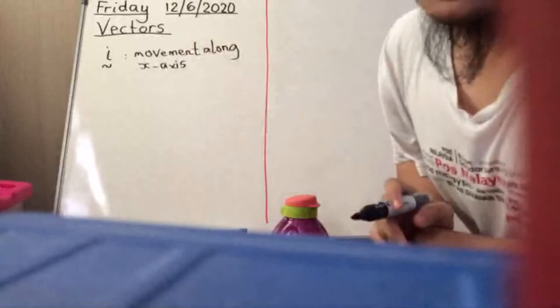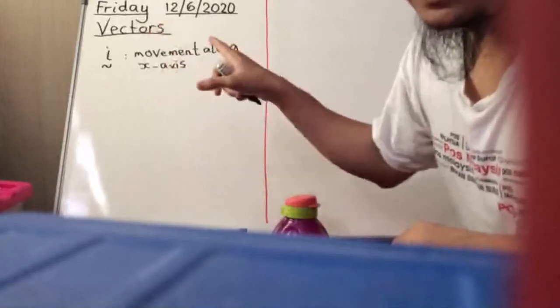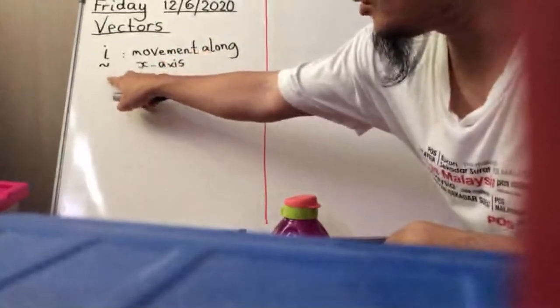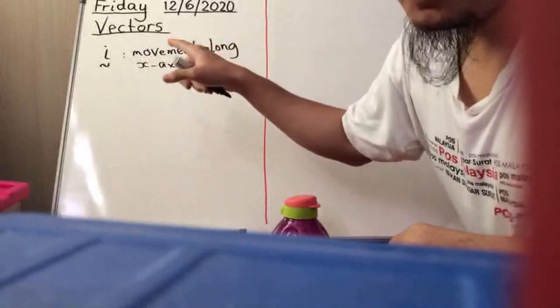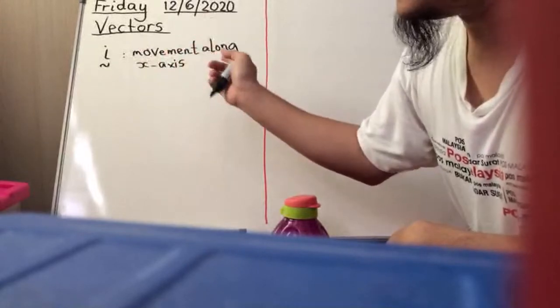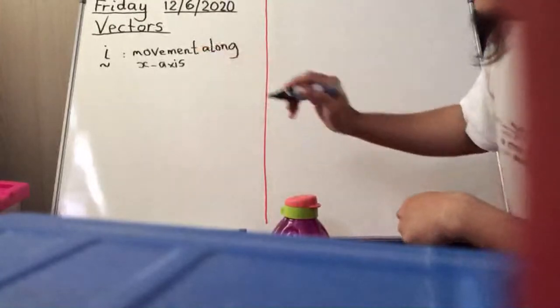Let's say your i is given as 2i, so it's going 2 units to the right. If you have negative 2i, it's going to the left, so 2 units to the left. So this is the i component.